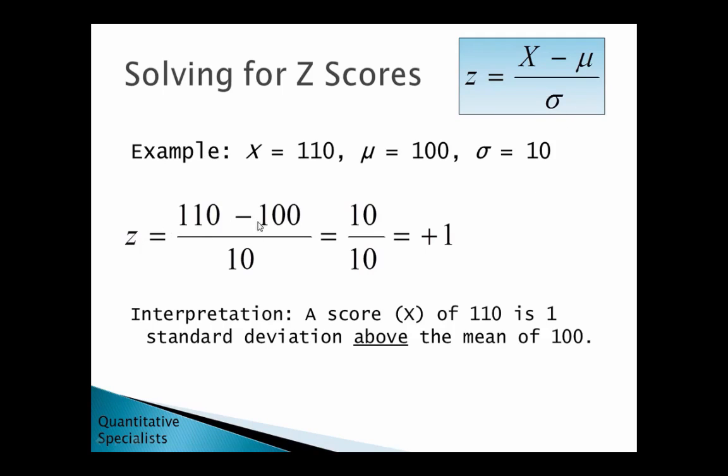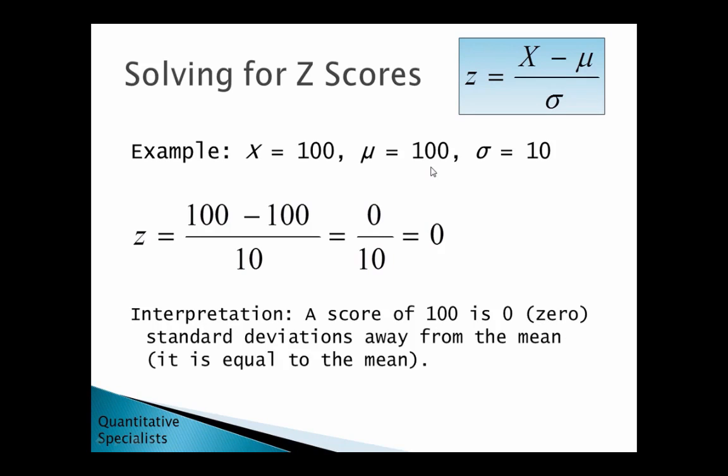So as that's plugged into the formula here, we see 110 minus 100 over 10, or 10 over 10 is positive 1. And the way we interpret that once again is a score of 110 is one standard deviation above the mean of 100. We know it's above the mean because it's positive. It's one standard deviation above because z is equal to 1. And it's above the mean of 100 because we saw in this problem that the mean was equal to 100. Let's go ahead and take a look at another example.